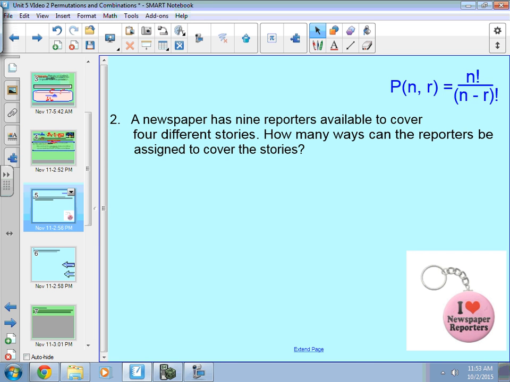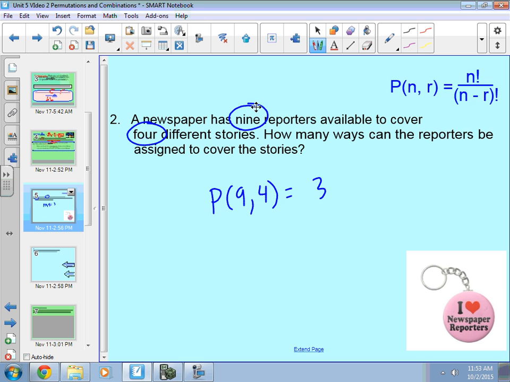All right, the next one here, why don't you pause the video, try it out, see if you can figure out the number of possibilities in this one. Okay, let's see what you got. The newspaper has 9 reporters available to cover 4 different stories. How many ways can the reporters be assigned to cover it? This is a permutation because each arrangement's different, each story's different. You would have a permutation of 9 selecting 4. So if you do this on your calculator, you should come up with 3,024 ways as the answer.